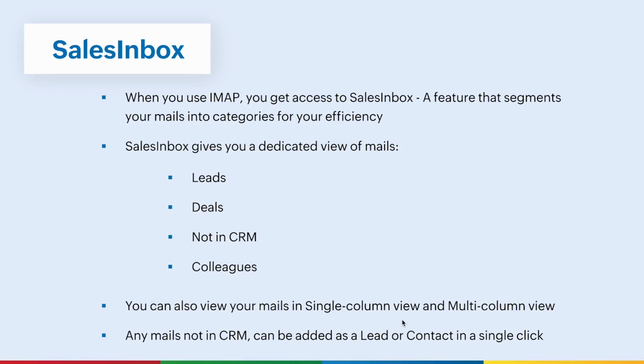When you configure your emails in CRM using IMAP, you get access to Sales Inbox, a feature that segments your emails into categories for your efficiency. Sales Inbox gives you a dedicated view of emails not only from leads and deals, but also from not in CRM and colleagues. It also gives you the option to choose from single column view and multi column view. Any emails not in CRM can be added as the lead or contact in a single click. The feature automatically takes the basic details, and once you furnish the advanced details, your lead or contact is ready.